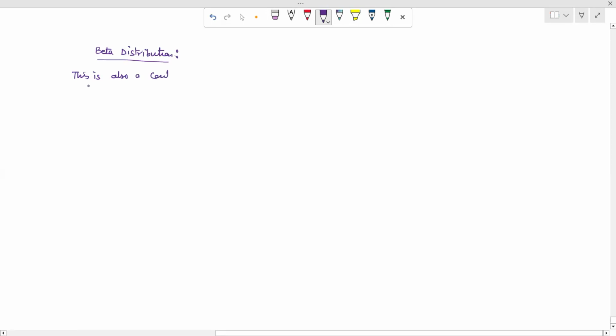Today we will discuss beta distribution. This is also an important probability distribution. So we define this distribution. This is also part of continuous probability distributions.